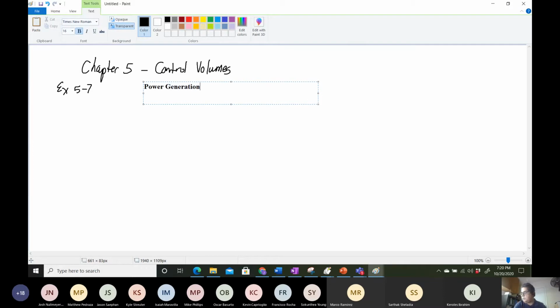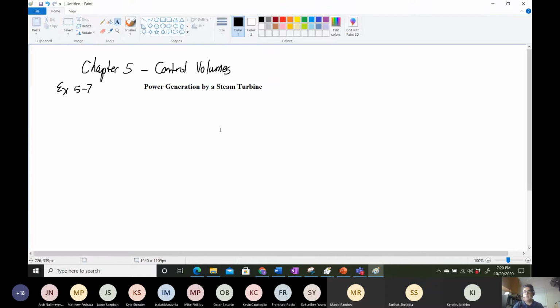Power generation by a steam turbine. All right, so this is in the videos for you guys to watch. So I'm going to draw a steam turbine. Typically, let's see, we draw a steam turbine that looks like this.